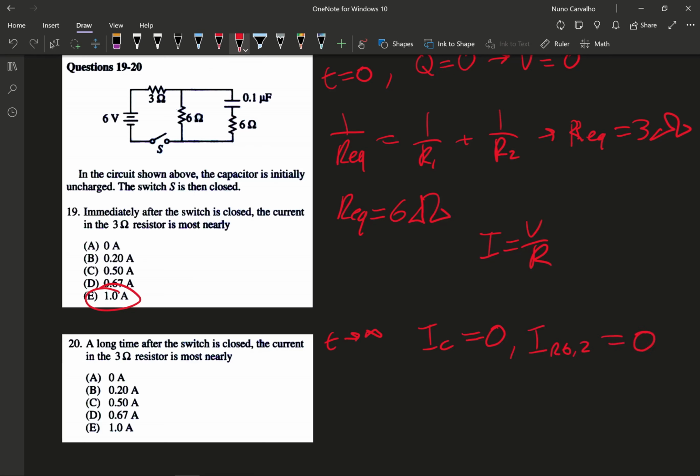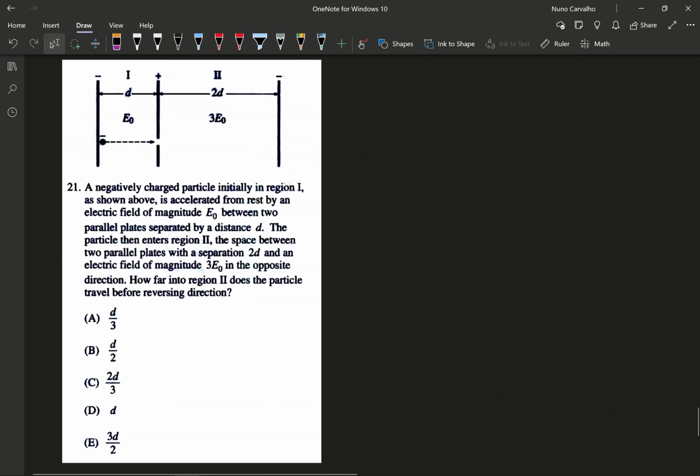So basically, no current is going through here, and we can just think about the current in this direction here. And so the overall equivalent resistance of that is going to be 3 ohms plus 6 ohms, which is going to be 9 ohms. And then using this formula right here, once again, or just Kirchhoff's rule, you'll get that I is going to be equal to 2/3 amps, and so that's going to be 0.67. That's D.